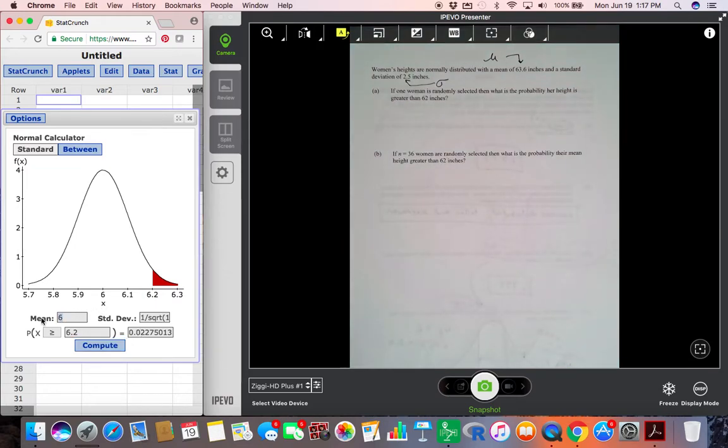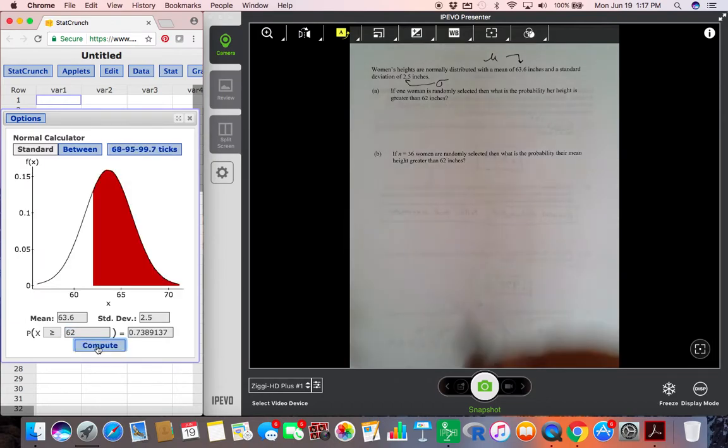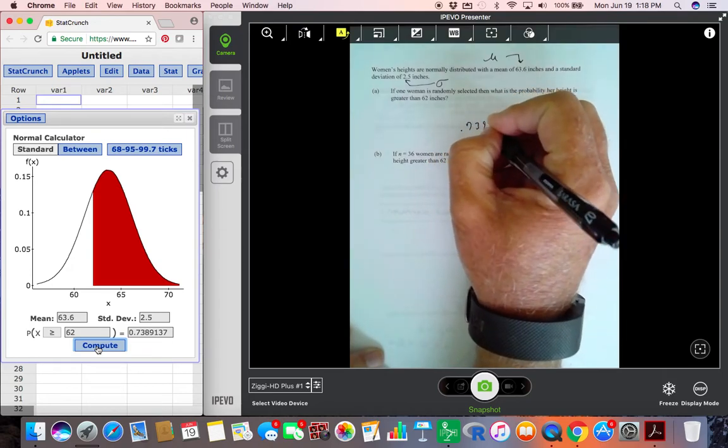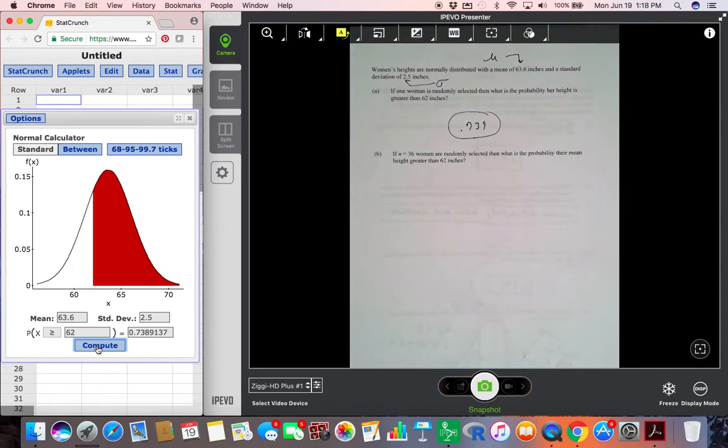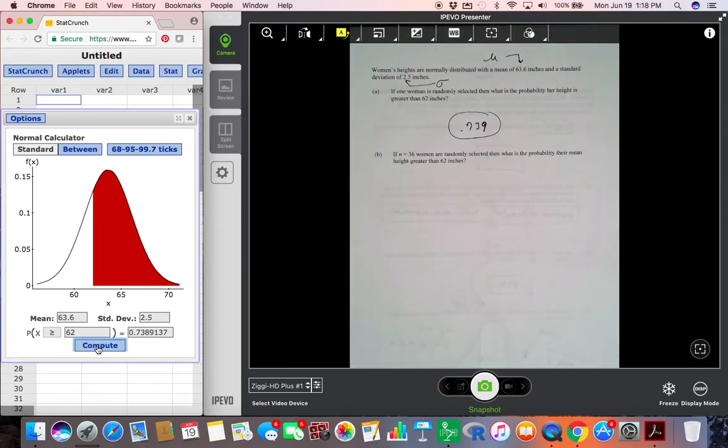So mean is 63.6. Standard deviation is 2.5. Don't have to divide by anything because I'm just looking at one woman. So height is greater than 62. Compute, we get our answer, 0.739. Guys, that's a 9, by the way. It's kind of an ugly 9. Make it a little bigger.